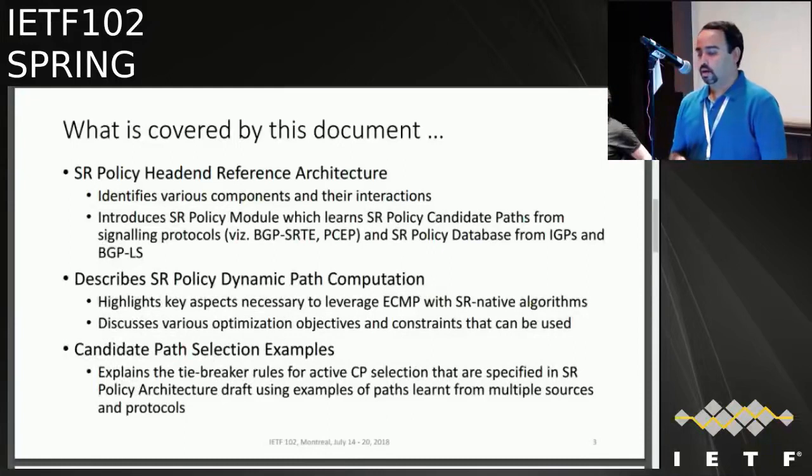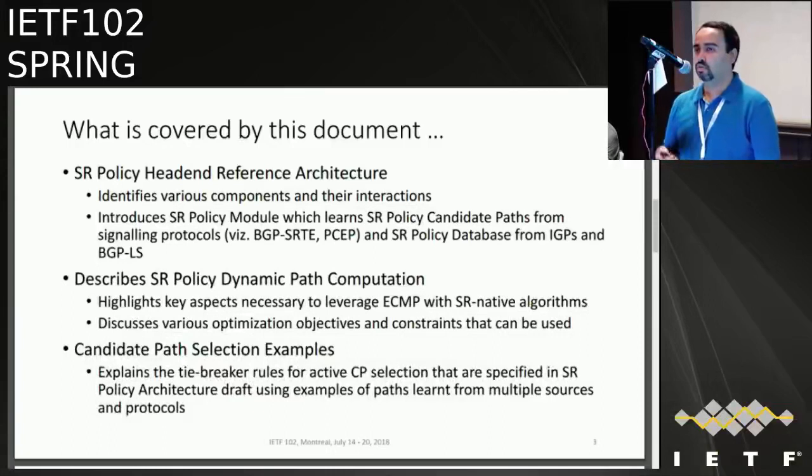Then the SR policy architecture draft talks about the candidate path and tiebreaker rules, but this document really has the examples which indicate how a head-end would choose based on different paths with different attributes coming from different protocol sources. So those examples are covered here so that it's a better reference for implementation.